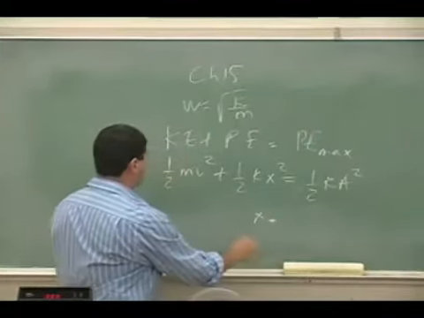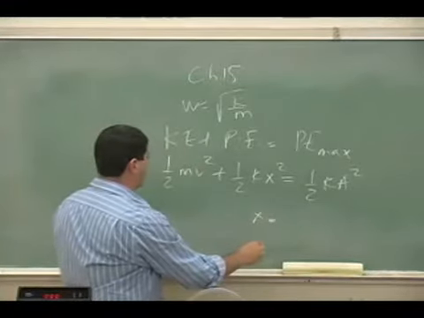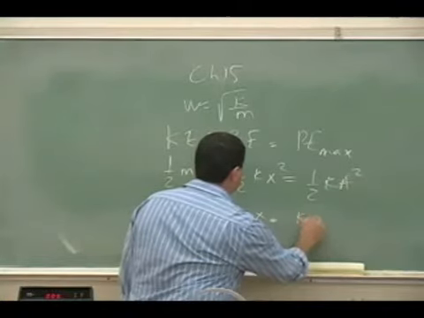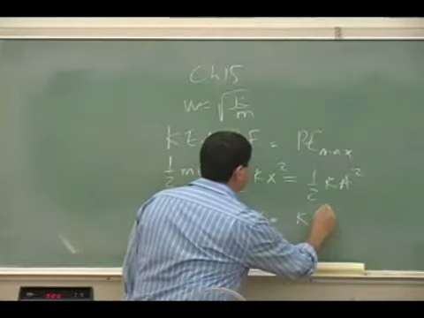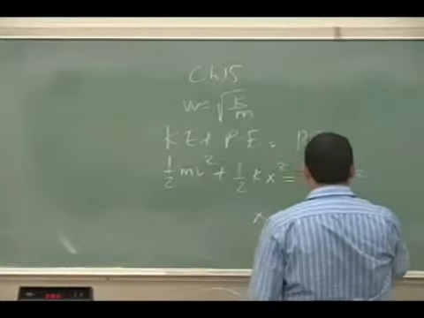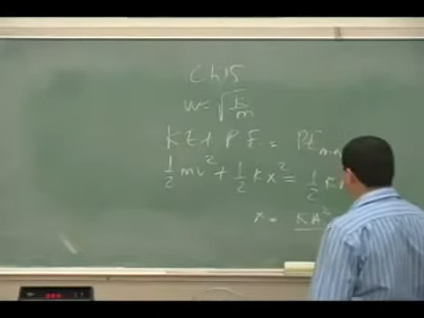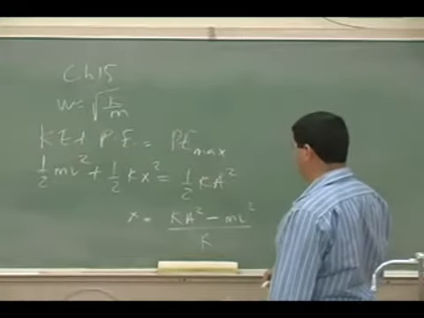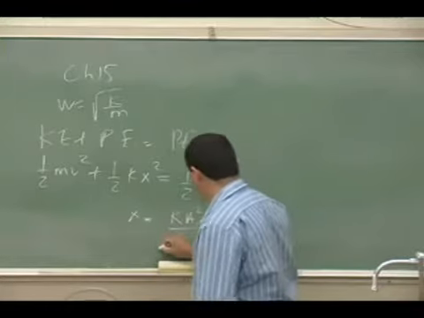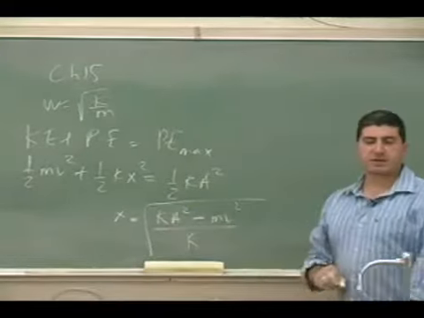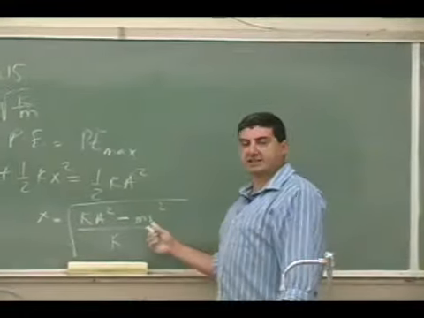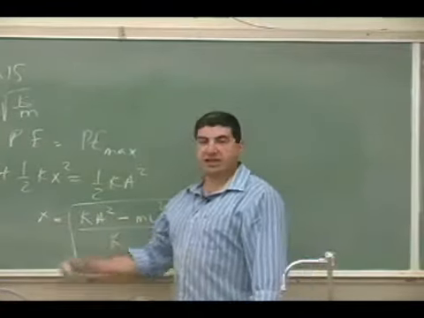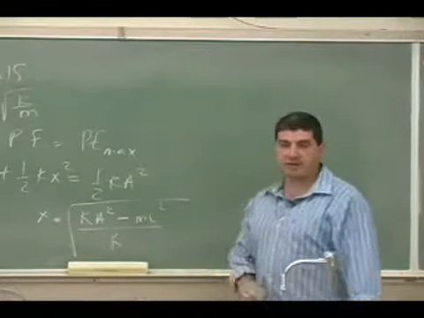X is equal to, the 2 cancels, it's going to be the square root of Ka squared minus mv squared over K. In other words, if I know the velocity at any point of time, and I know the A, that will tell me what the X is. Or if I know the X, I can predict what the V is.